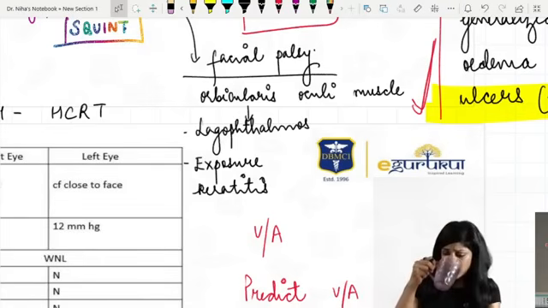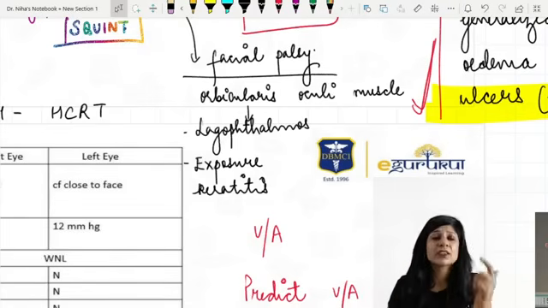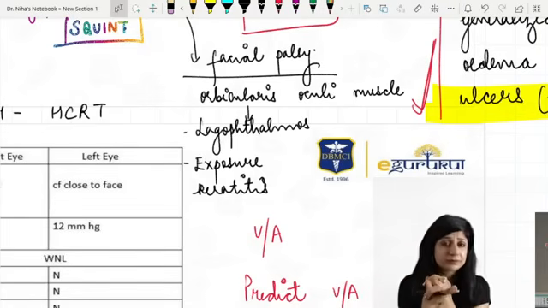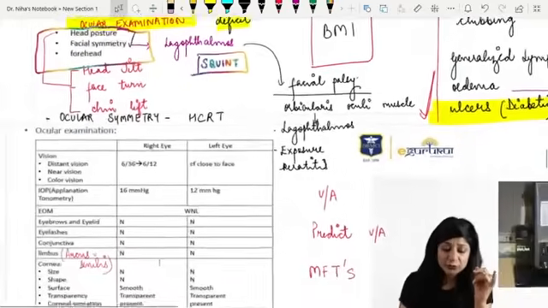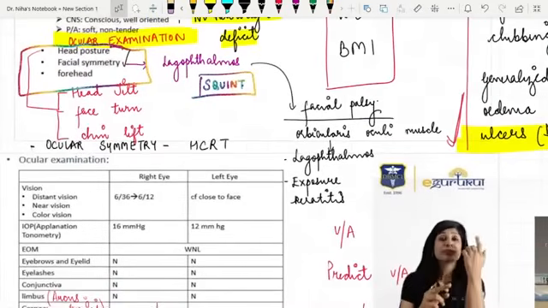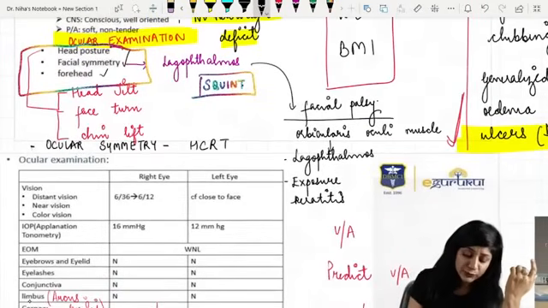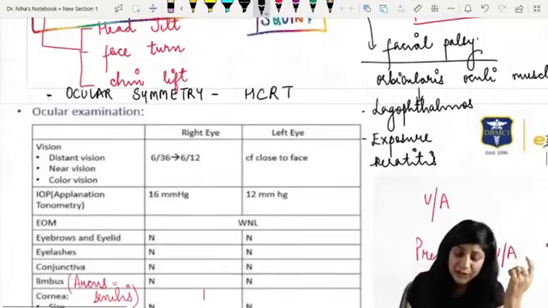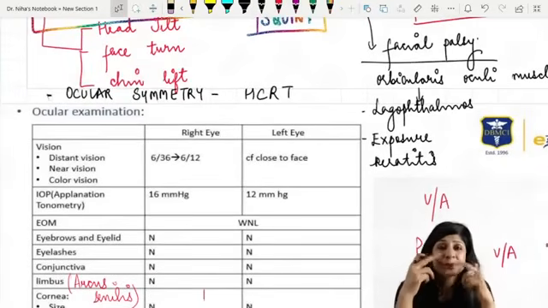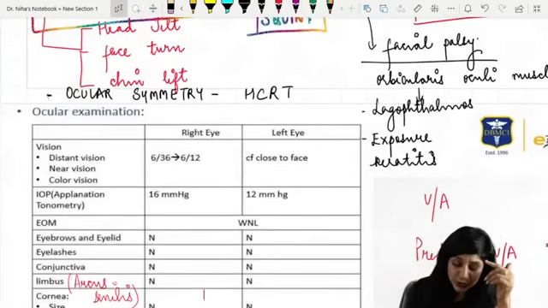So this is the thing that you have to look for. You have to look for the symmetry of the head posture, the facial symmetry, and the forehead. Then you have to look for the ocular symmetry. You have to do the eye examination also.